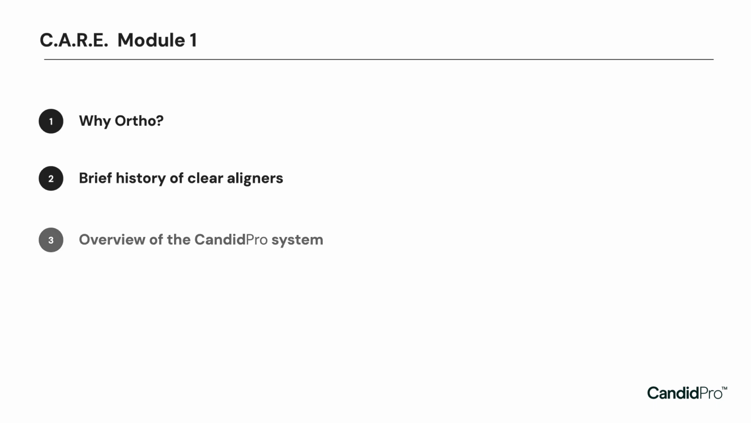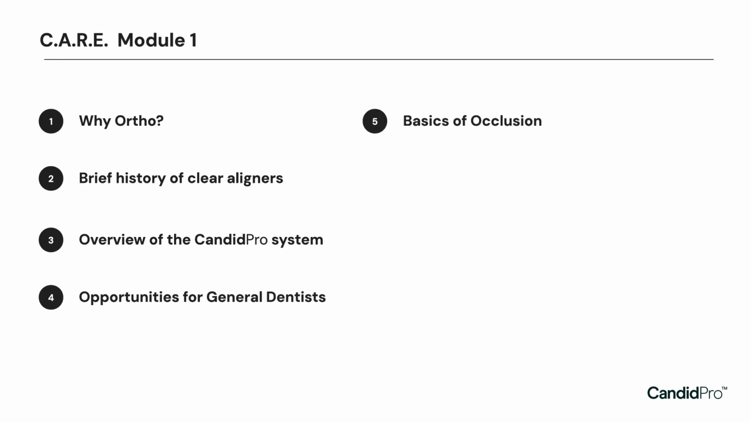We're going to have really 8 different parts to this, which is why ortho, a brief history of clear aligners themselves. We're going to talk about an overview of the Candid Pro clear aligner system, what opportunities exist for dentists, general dentists in particular. Talk a little bit about the basics of occlusion so you can understand how teeth should fit and match and how they should work together.